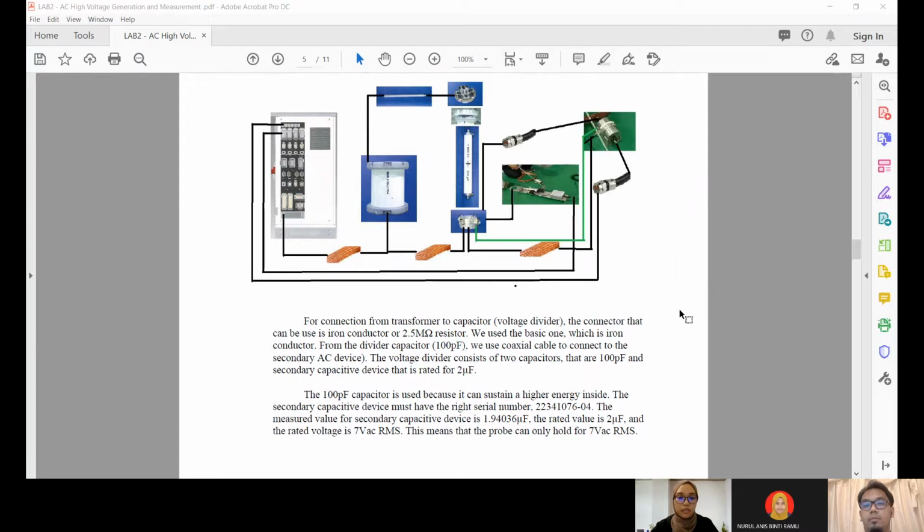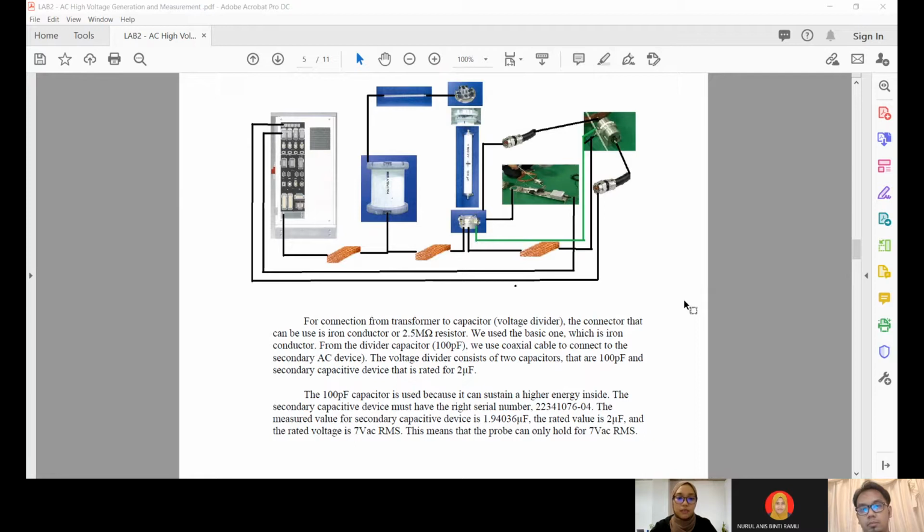From the divider capacitor of 100 picofarad, we use a coaxial cable to connect to the secondary AC device. The voltage divider consists of two capacitors: the 100 picofarad and the secondary capacitor device, which is rated for 2 microfarad. The 100 picofarad capacitor is used because it can sustain higher energy.